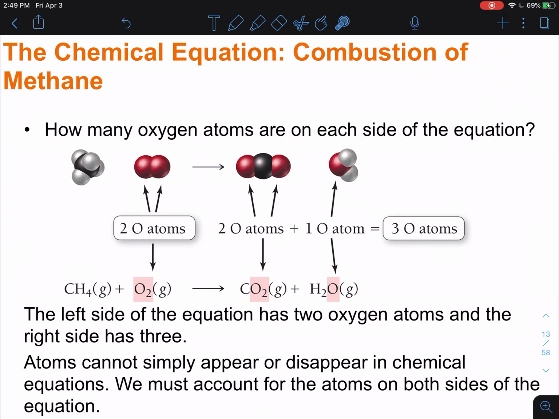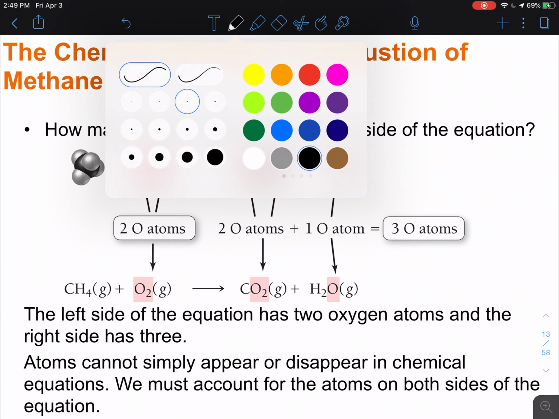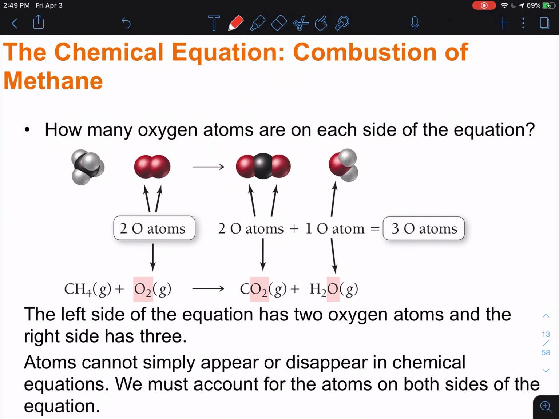So you'll notice from this equation, again, we have methane. And I'll write this in red. So we have CH4, here, I'll write up here. We have CH4 plus O2 goes to CO2 plus H2O.